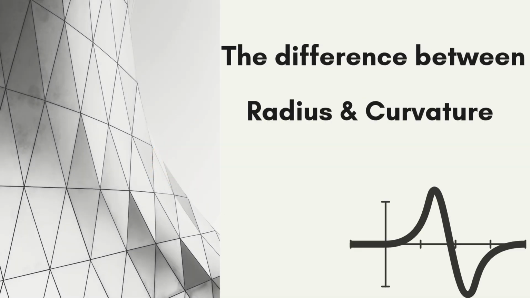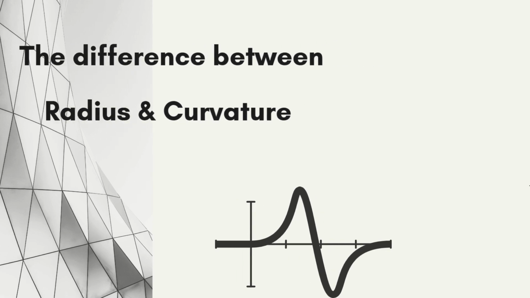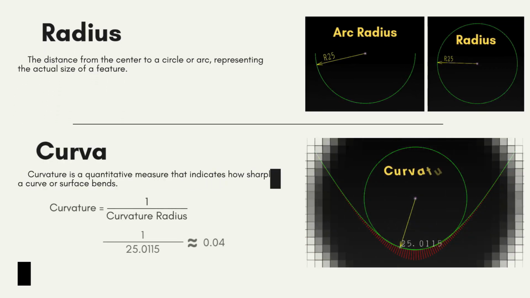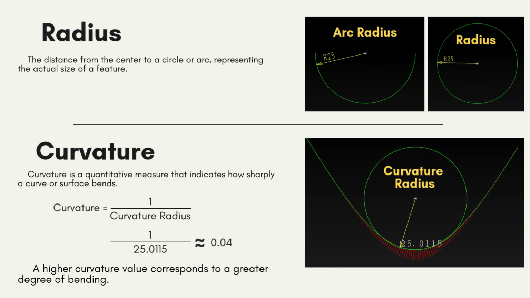Difference between radius and curvature? Radius: the distance from the center to a circle or arc, representing the actual size of a feature. Curvature: a quantitative value that indicates how sharply a curve or surface bends. Curvature is the reciprocal of the curvature radius. A higher curvature value corresponds to a sharper bend.